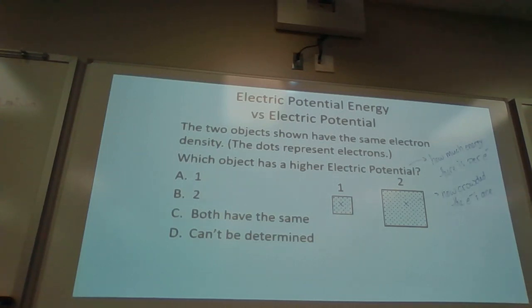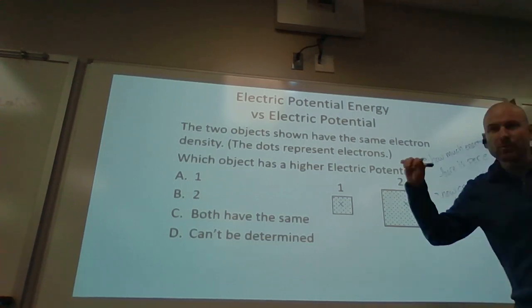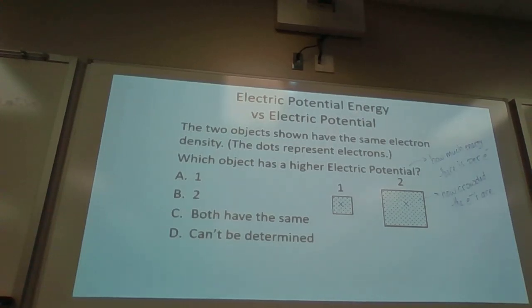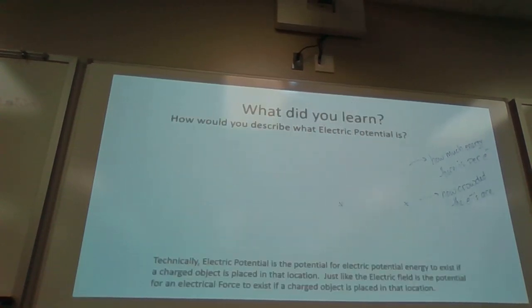So the correct answer for this one is C. They are the same. What we're looking at is not the total amount of energy, but how much energy per electron. How much energy does each electron have? Because they're equally crowded, because each one has the same squished crowdedness, the springs are compressed the same amount, so it's the same amount of energy per electron. Right with that? Okay, so electric potential is how much energy there is per electron, how crowded the electrons are.